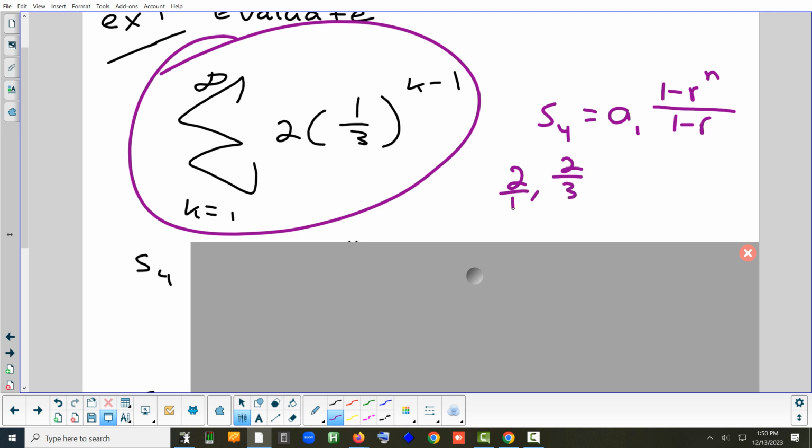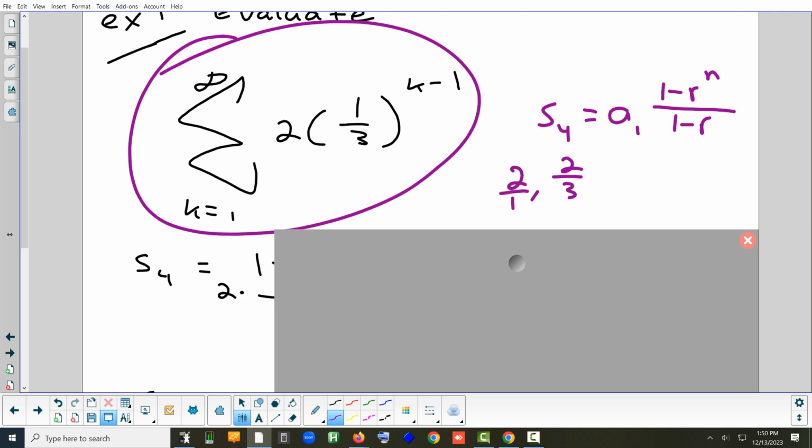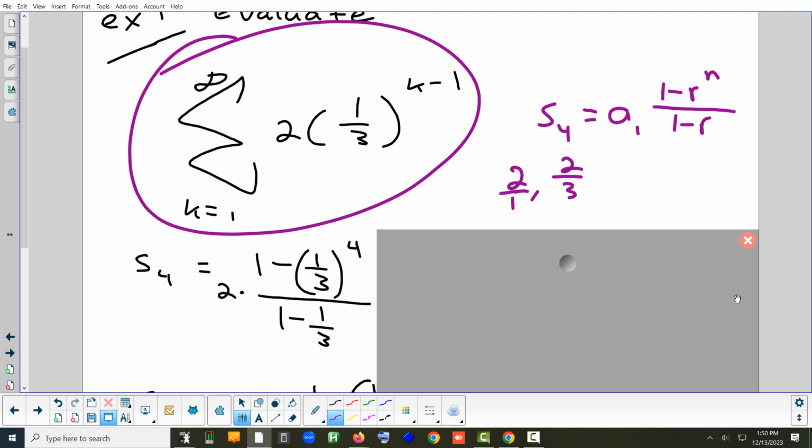Now let's see, what was the first term? 2. So we're going to start with the 2 in front. And what do you multiply by to get from 2 to 2/3? 1/3. Yep, R is 1/3. So I already filled it all in for you.